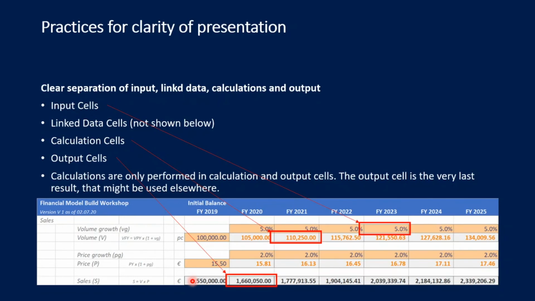So this obviously is a business planning model, and the sales, of course, will be used in the planned income statement. So this is the final result that will be used in the income statement. The other ones are only in-between results that we do not use elsewhere. Calculations, so formulas, you will find in those calculation cells and in those output cells, but nowhere else. There's no reason to put any formulas somewhere else.